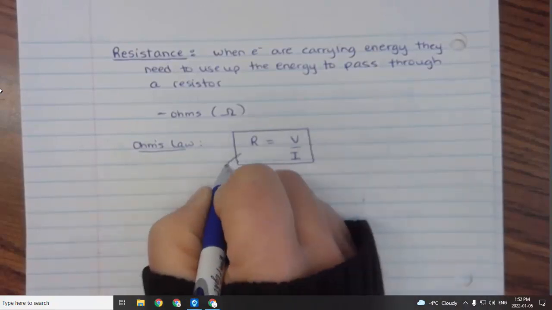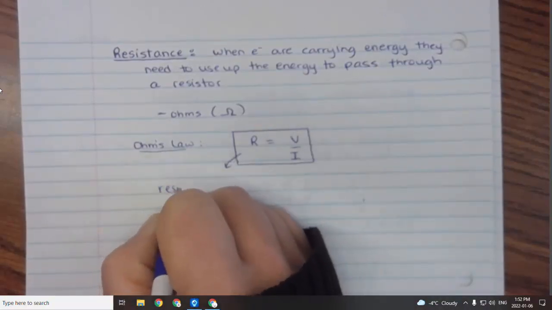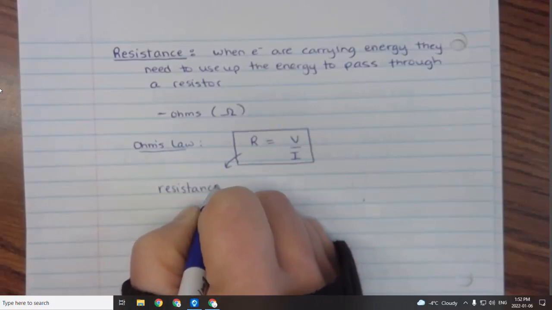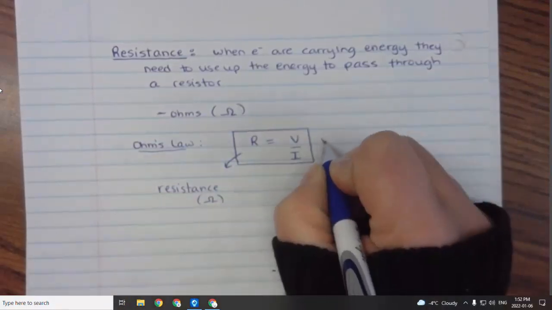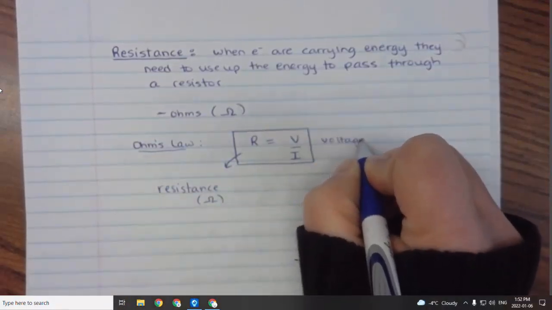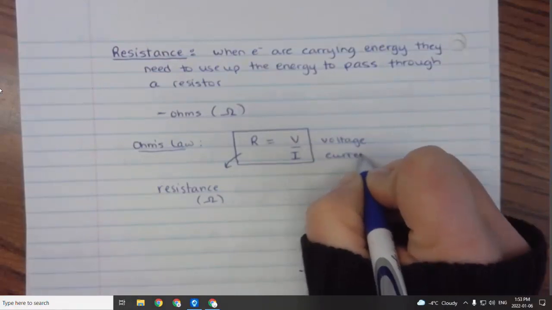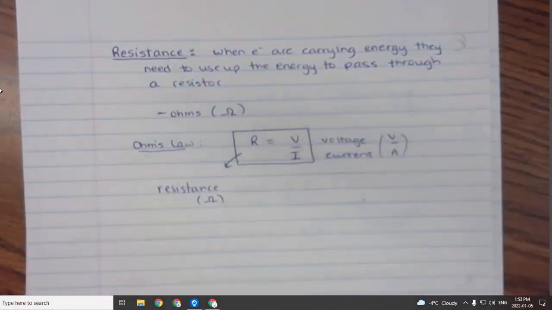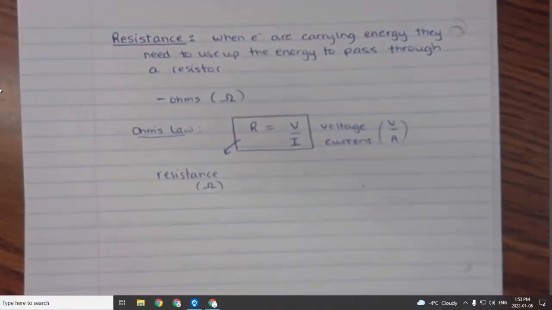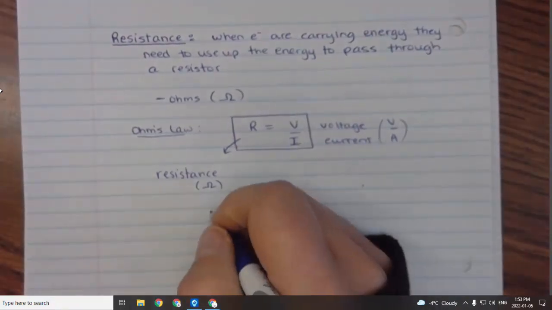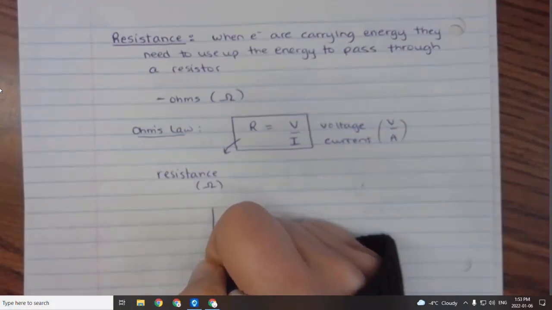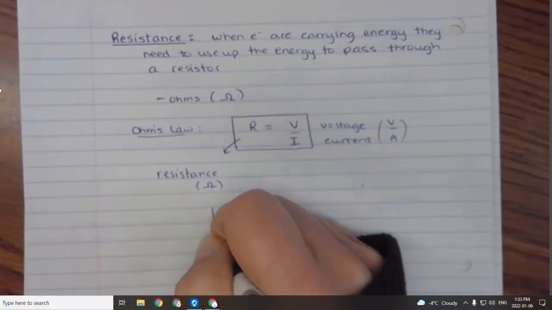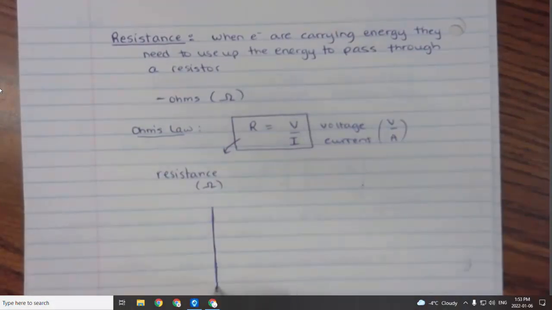So resistance, which is in ohms, is equal to voltage over current. So volts over amps for your units. And what we can do is we can graph it. And this is what we're going to be looking at tomorrow, is calculating Ohm's law.